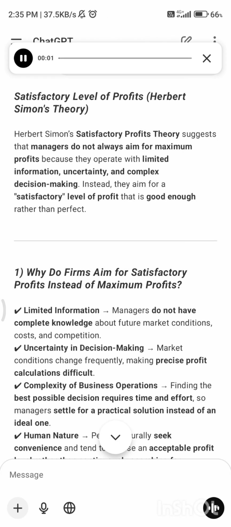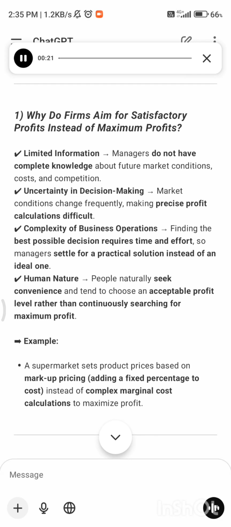Satisfactory level of profits, Herbert Simon's theory. Herbert Simon's satisfactory profits theory suggests that managers do not always aim for maximum profits because they operate with limited information, uncertainty, and complex decision-making. Instead, they aim for a satisfactory level of profit that is good enough rather than perfect.